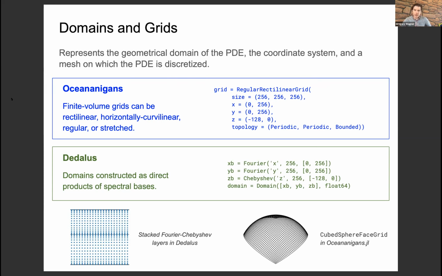A domain might be a rectangle or a spherical shell, and the mesh that discretizes the domain might be a regular rectilinear mesh or a curvilinear mesh. The domain or grid, we call it a grid in Oceananigans, it's a domain in Daedalus, is typically the first thing that you'll encounter when you're reading a script. So it sets the stage for the script reader. It tells them the kind of geometry in which this physical problem, this physical experiment, is going to be performed.